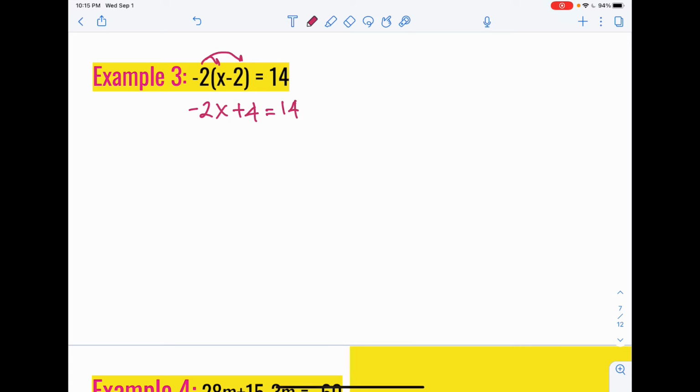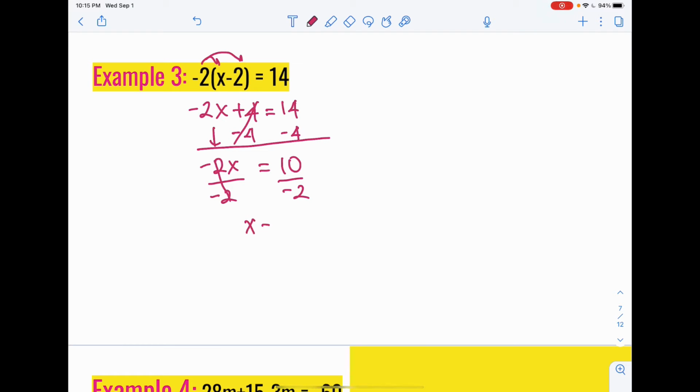Then just like we did with the two-step equations, we're going to subtract the constant from both sides and then bring down everything left. And we are going to divide both sides of the equation by the coefficient of x, which is negative 2. And from here, x will be negative 5.